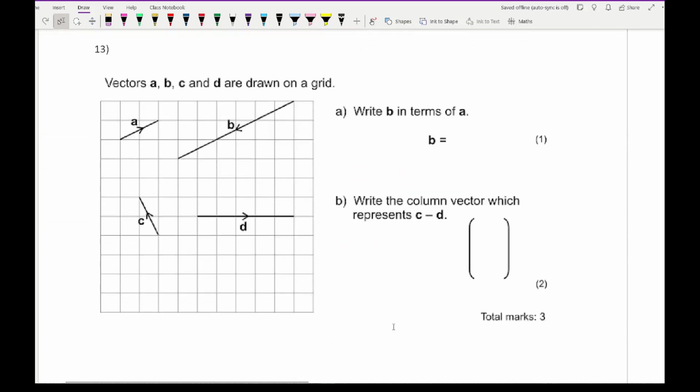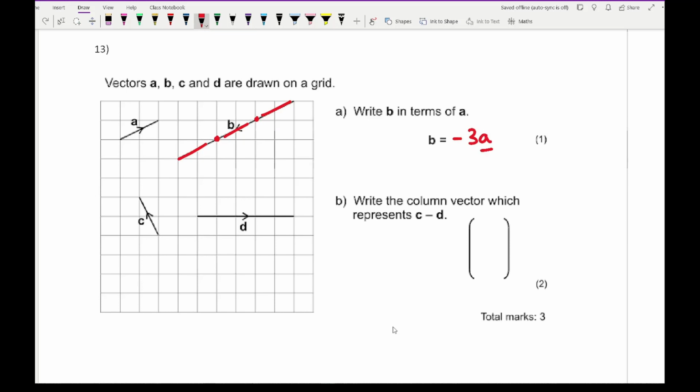Moving on to question 13, it says vectors A, B, C, D are drawn on the grid. Write down B in terms of A. So B, as you can see, is 3 lots of A. So that's 1, 2, 3. And it's also going the opposite direction. So it's going to be minus 3A.